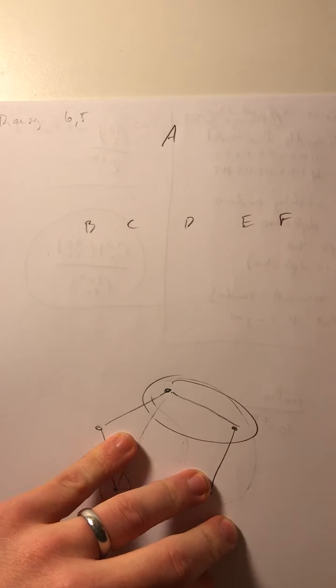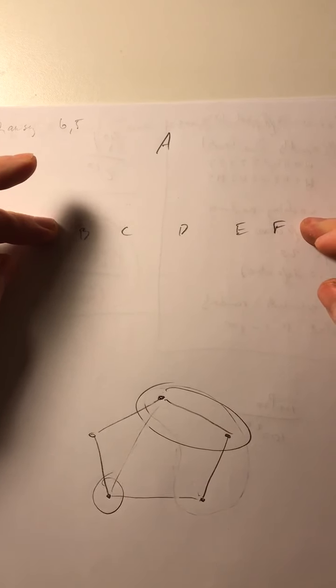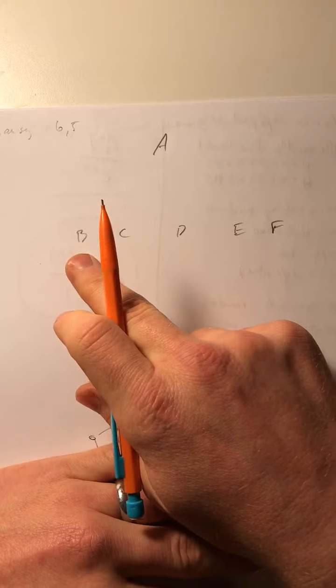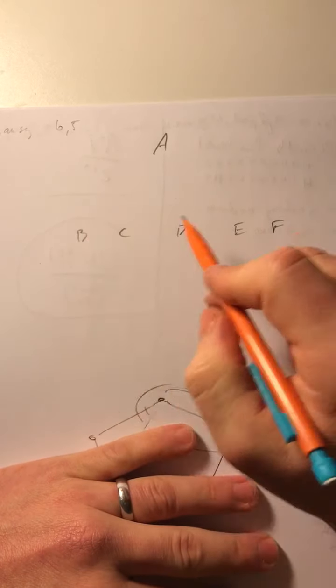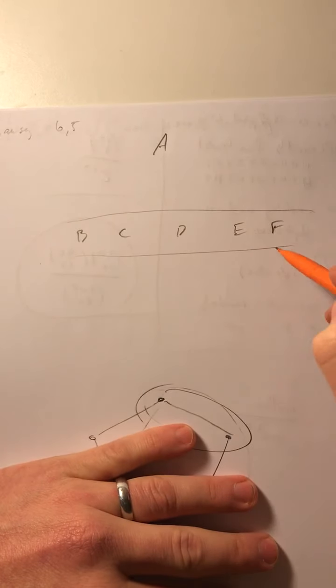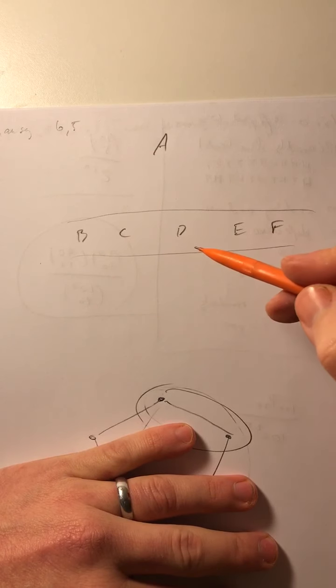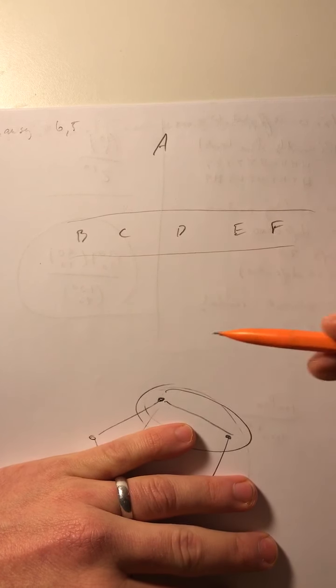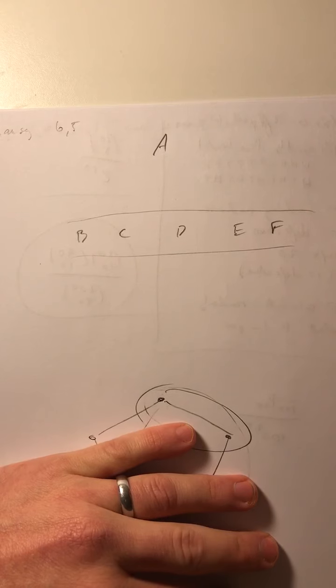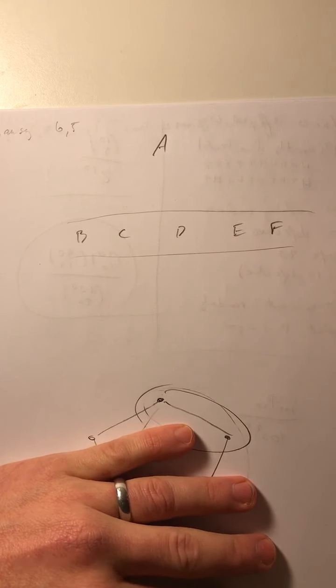Right. So by the pigeonhole principle, I'm going to take these 5 people and break them into 2 groups: the group consisting of A's friends and the group consisting of A's enemies. By the pigeonhole principle, one of those 2 groups has to have at least 3 people. Okay?